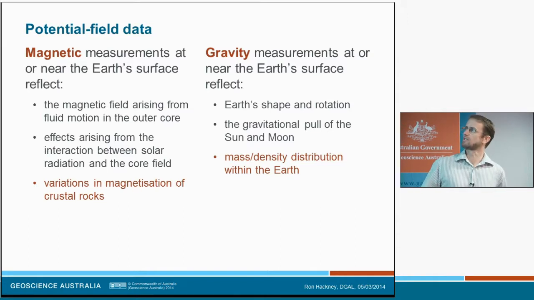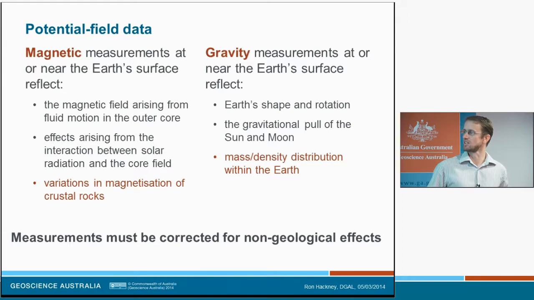When we're dealing with gravity data, it's pretty much the same situation. What we measure is far more than what we actually want. We want to know something about the mass or the density distribution within the Earth, but when we measure the Earth's gravity field, we're mainly going to see the effect of its shape and its rotation. And also little things like the gravitational pull of the Sun and the Moon can also be significant. So what it comes down to is if we make these measurements, they have to be corrected for all these non-geological effects. We've got to try and get rid of them before we can say something about geology.